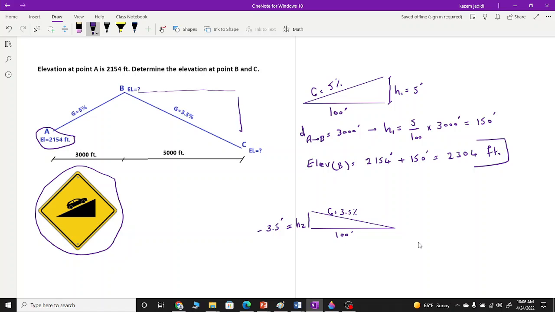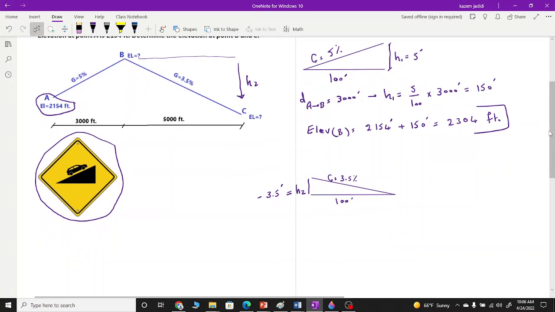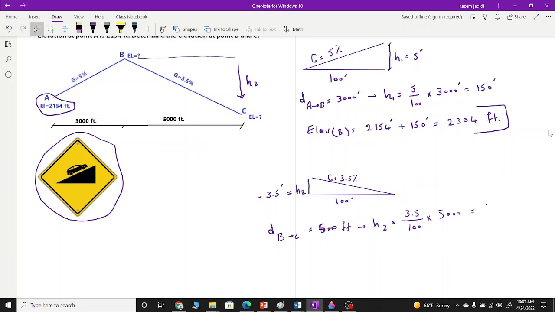Again, this time we are going to lose elevation. So let's see how much we are losing in elevation. Distance from B to C is 5,000 feet. That means that H2 is going to be, and grade is 3.5%, so 3.5 over 100 times 5,000. If you do this, it's 175 feet.